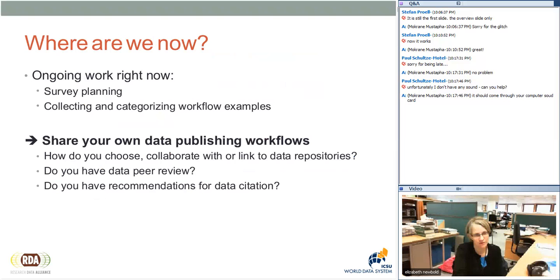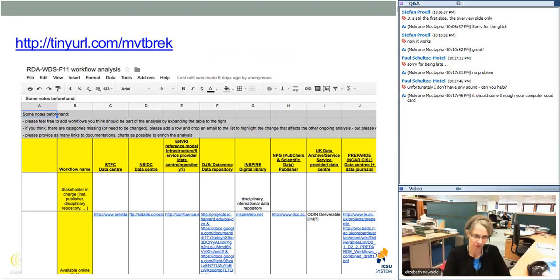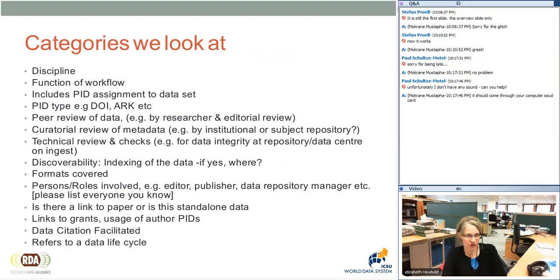Where we are now is we're surveying the landscape and we're trying to collect and categorize different workflow examples. For example, we would very much like to have people contribute to these areas. What we're doing is we have an open spreadsheet at the moment, the link is available, where we have categorized different elements of workflows from ones that we know, and we are trying to map into this so that we can then compare across the different categories to try and build a reference model. The categories we are looking at are listed on the screen now. As you can see, they're fairly comprehensive, but we think we may have missed some aspects. So if there's anything that we've missed, we'd love to hear from you.